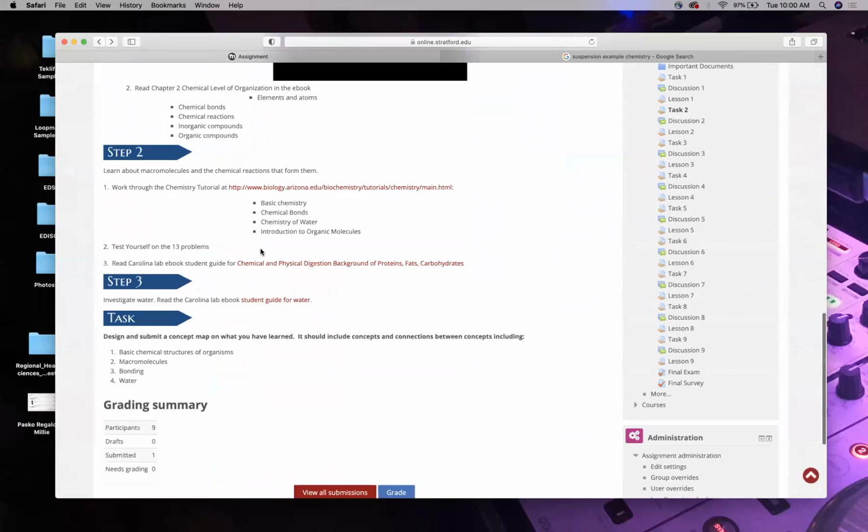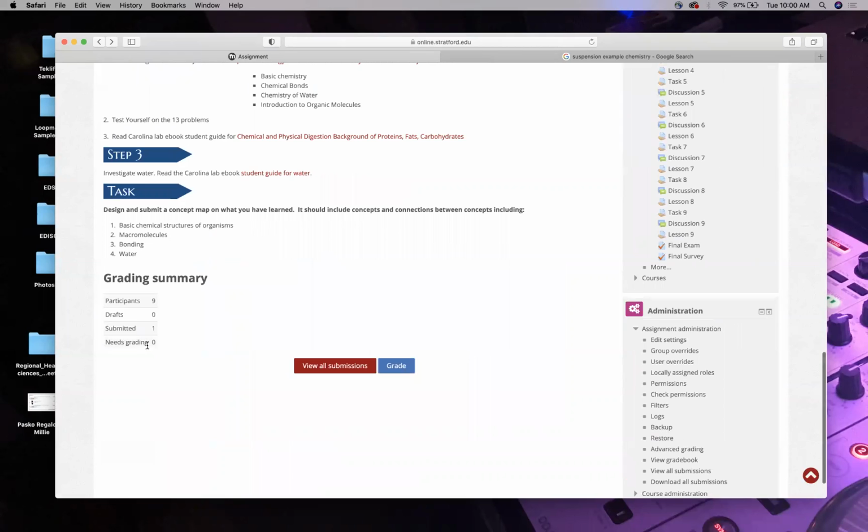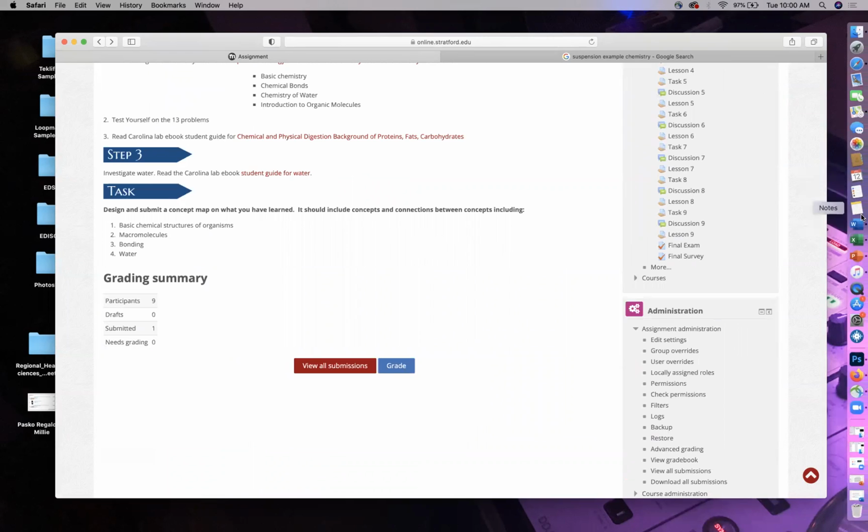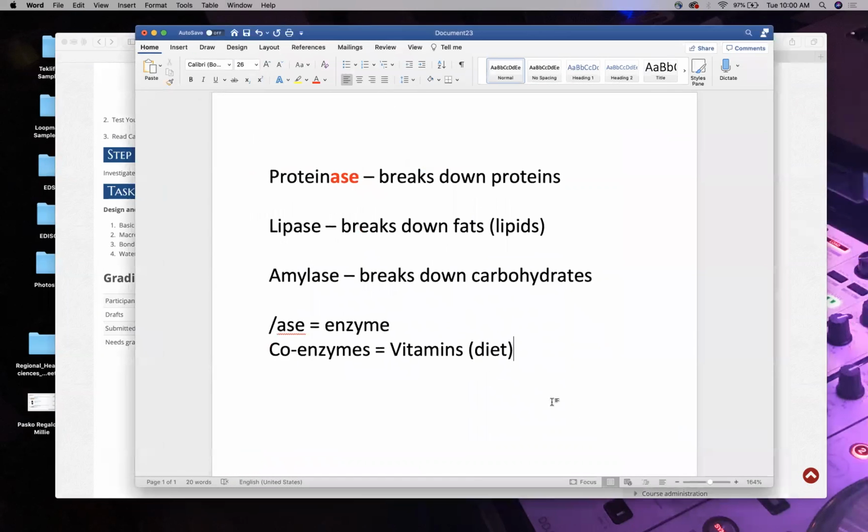So what's due next week? This task. So that's task 2, concept map, and you could put it on a Microsoft Word document, or preferably a Microsoft Word document. And if you want to know how to do that, for example, this is a Microsoft Word document.